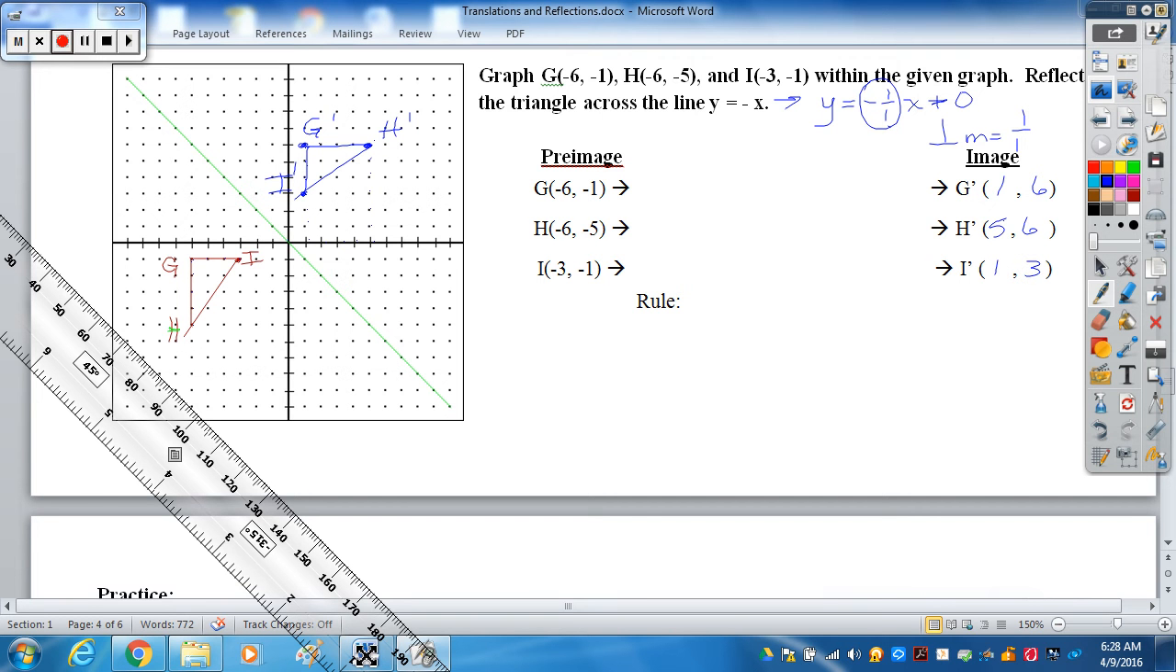Bingo. All right. So how am I going to write this rule? I'm going to go ahead and write my original pre-image there, and then we're flip-flopping those. So I'm going to put y and x, but not only are we flip-flopping them, we're changing their signs. Now, how do we change their signs?